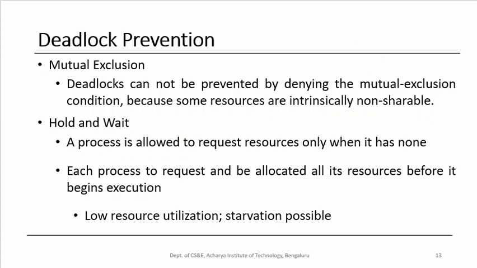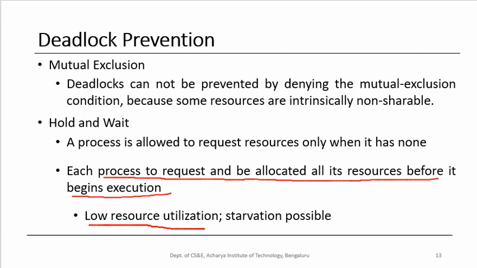So there is one more protocol which says that the process should make a request for all the resources that it needs during its lifetime when it starts its execution. In other words, each process requests and is allocated all its resources before it begins its execution. The drawback of this approach is low resource utilization and starvation. Now let's take an example and try to understand these two protocols better.